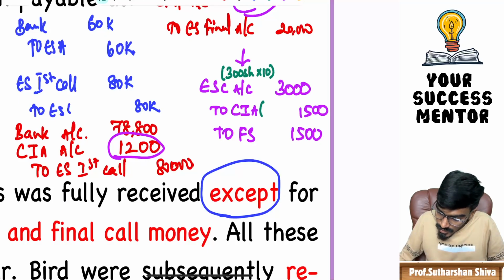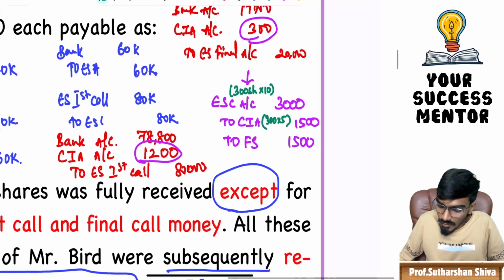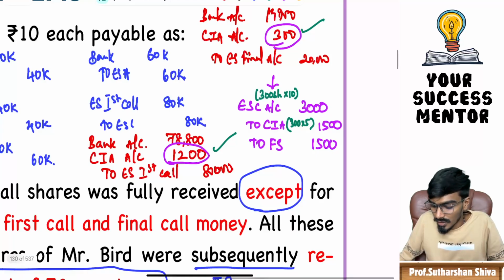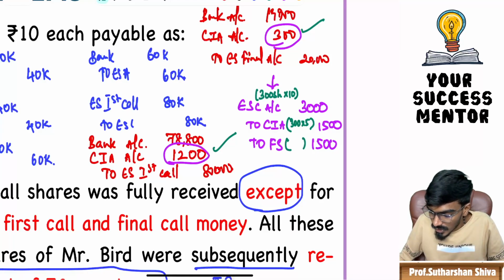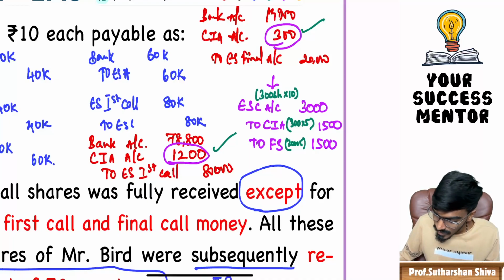Then come to call scenarios. How much is Mr. Bird not paying? First call money 4 rupees is not paying, and final call money 1 rupee is not paying. So 300 into 5 rupees, which is nothing but 1500. For that, if I add this too, then you will be getting 1500. Then with respect to forfeited shares, we'll be getting 300 into the remaining 5 rupees, which is being paid up, which is like 1500.